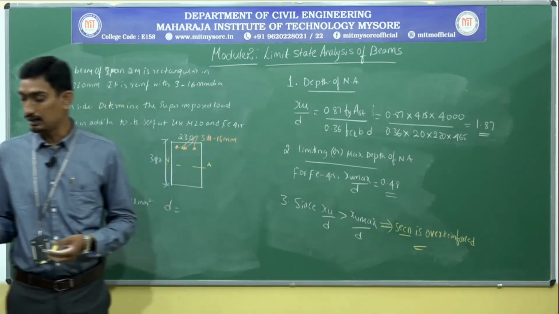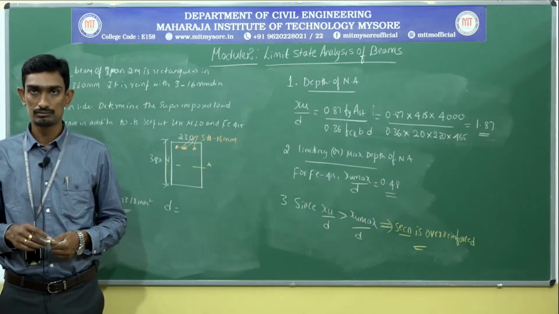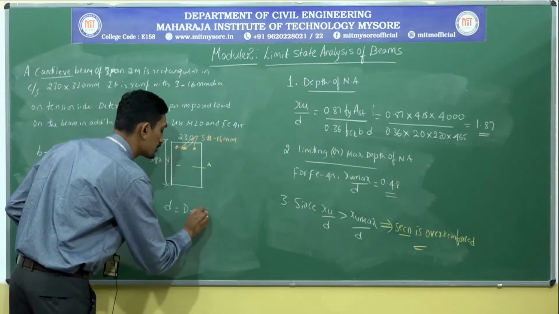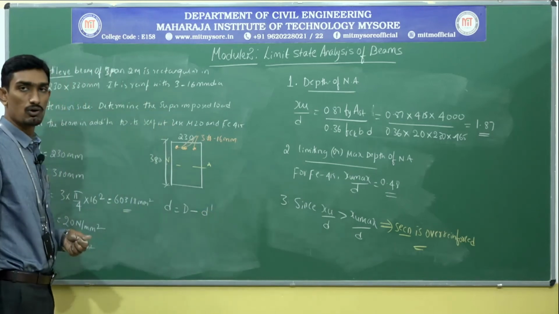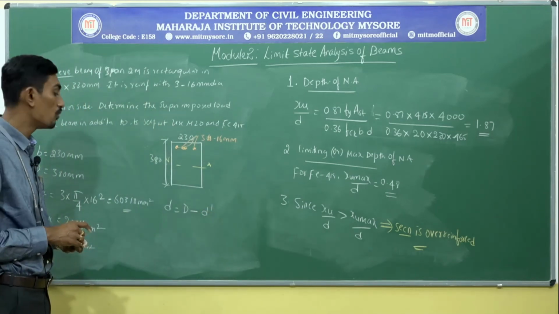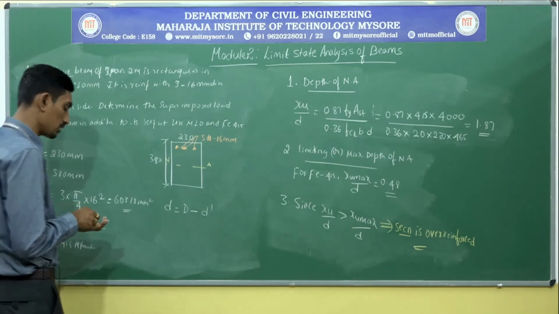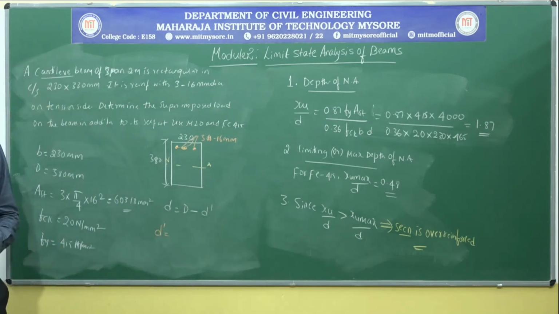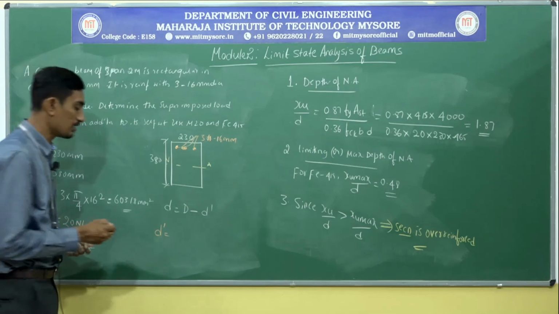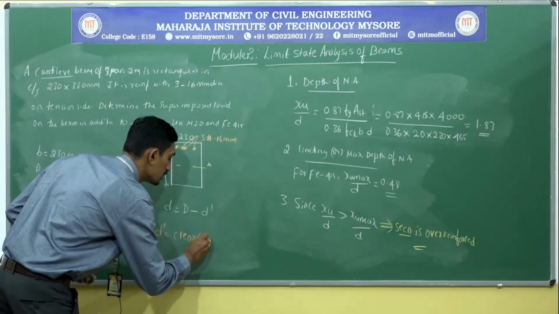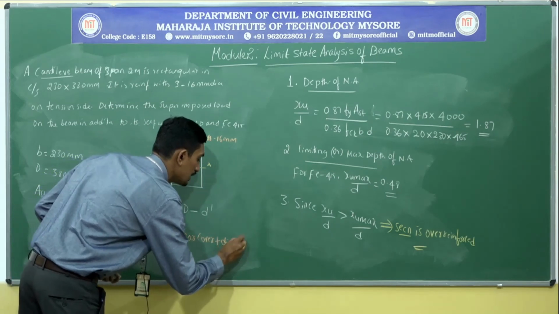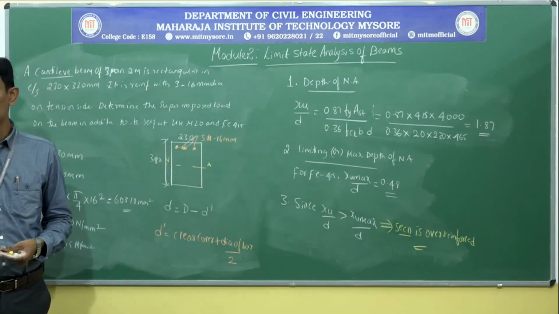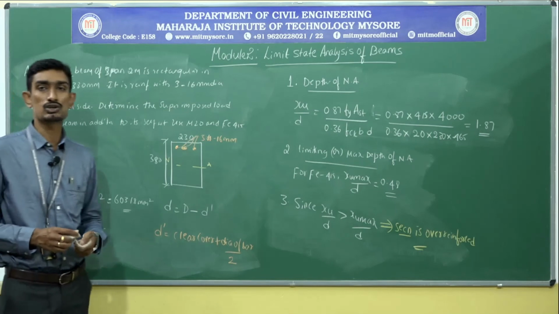Next, how to calculate this? So you already know, d is equal to overall depth minus effective cover. But we don't know what is the effective cover. We know the overall depth. Let us first calculate the effective cover. Effective cover d dash is equal to clear cover plus diameter of the bar by 2. The diameter of the bar is given, but clear cover is also not given.